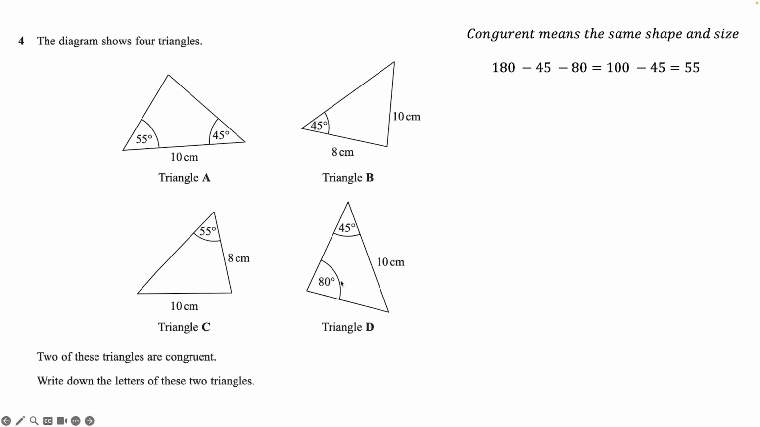So if this is 55, well, it shares an angle. We can share another angle, which means that if they share 2 angles, then we know that this one's going to be 80 because they've all got to add up to 180.